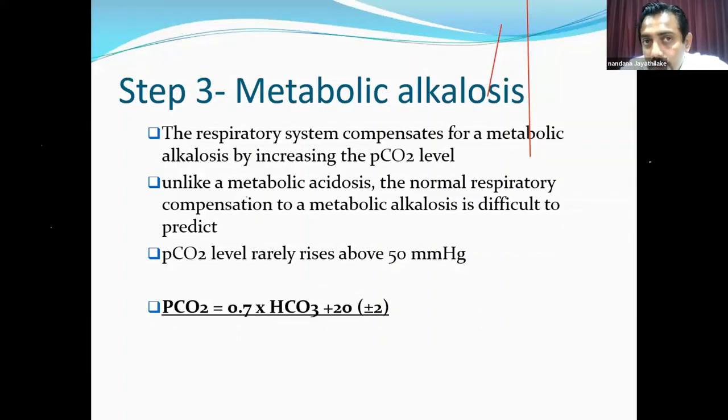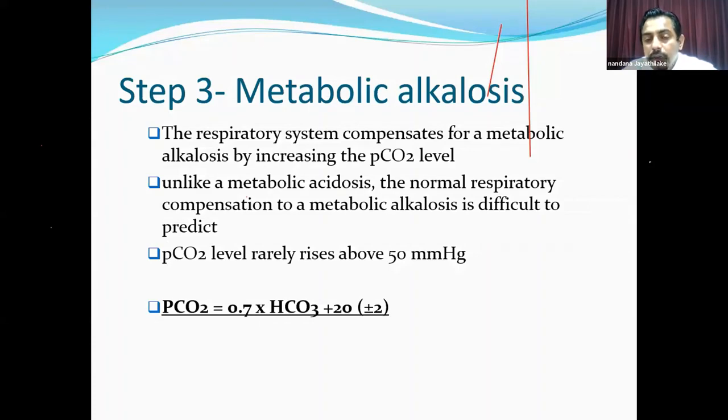When there's a metabolic acidosis, the more bicarbonate is there, the equation shifts to the left side and produces more carbon dioxide. In a metabolic acidosis, they compensate by hyperventilating. They try to wash out the carbon dioxide by hyperventilation. But unlike the metabolic acidosis, the normal respiratory compensation to the metabolic alkalosis is difficult.